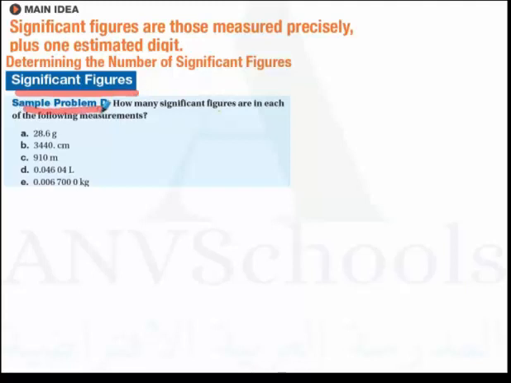How many significant figures are in each of the following measurements? We will be looking at the measurements one by one and analyzing the number of figures that they have. So we'll start with A.